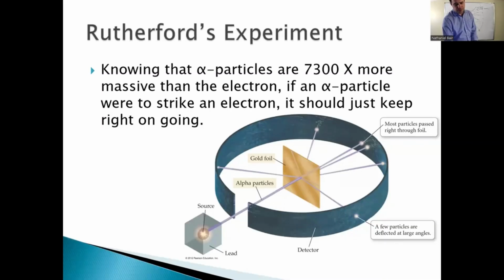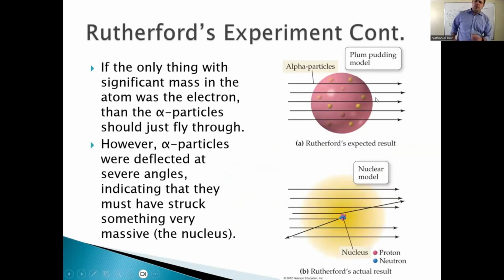So take a look here. Way better than my drawing. But you can see these alpha particles coming in. Most of them go through. You get some deflections. You get some bouncing back. Love this. A picture's worth 1,000 words, right? Okay, if the plum pudding model was correct, there would be no deflection.